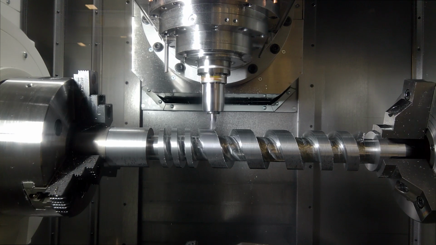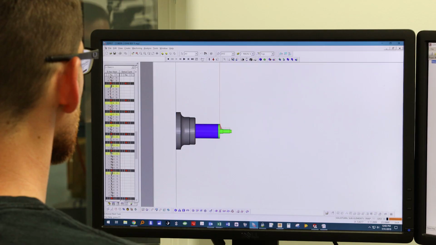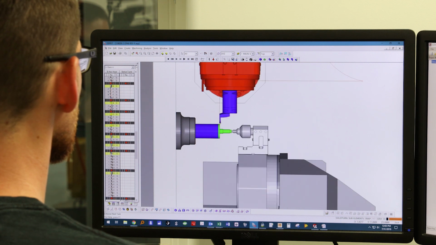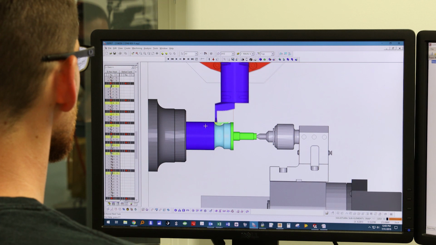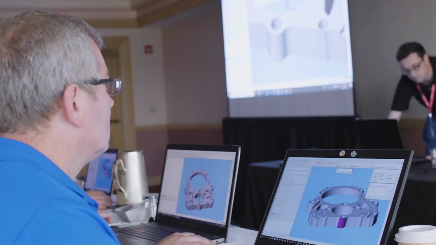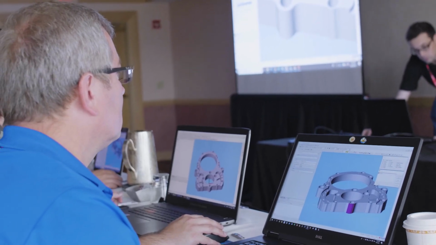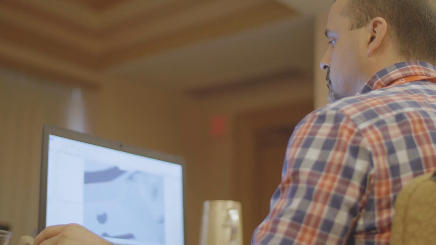Edit-free G-code from certified post-processors. Decreased programming time, decreased setup time, decreased cycle times, advanced machine simulation to ensure a collision-free environment, and the best-in-class support. Do I have your attention? I mean, does this make sense?